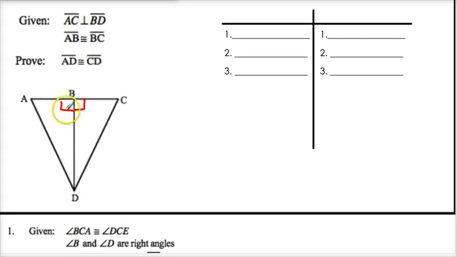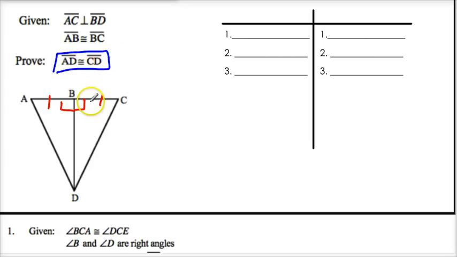And I know AB is congruent to BC. Let's mark that down. All right. I'm trying to prove that AD is congruent to CD. Now to do this, to prove that these are congruent, first we're going to do exactly what we've been doing. We're going to prove the triangles are congruent.